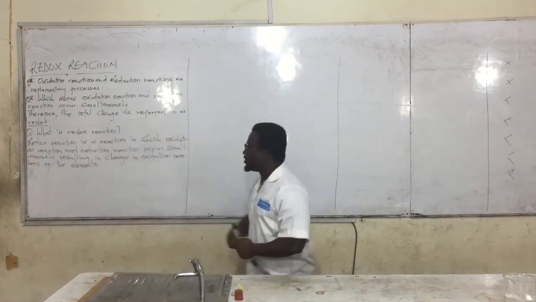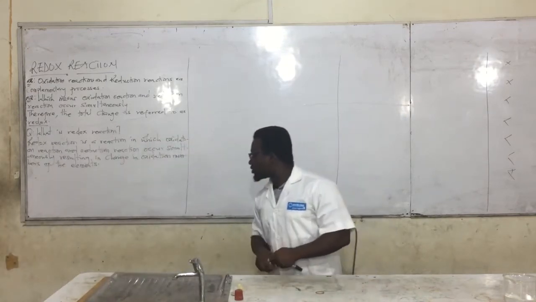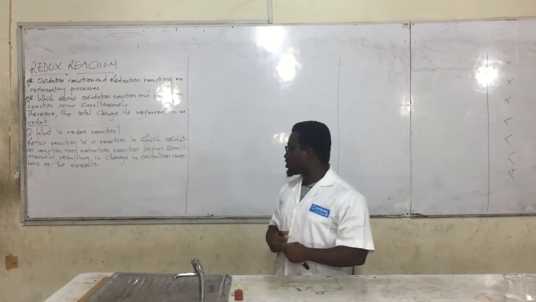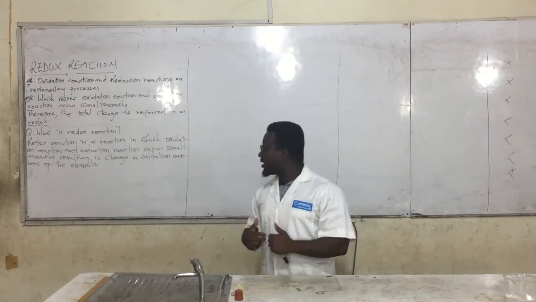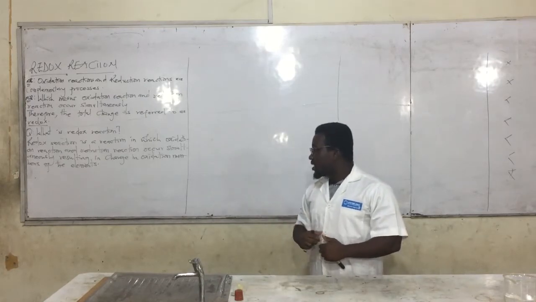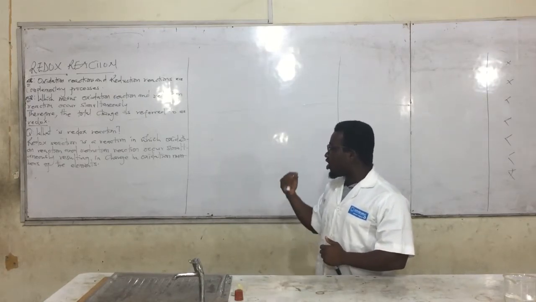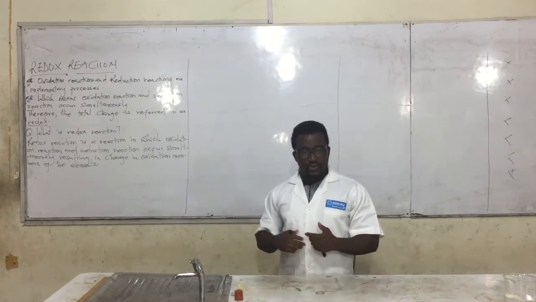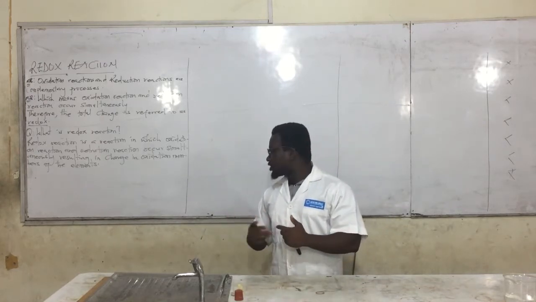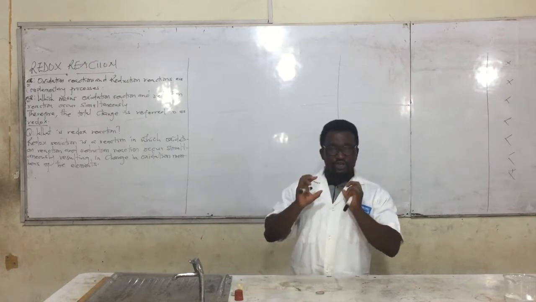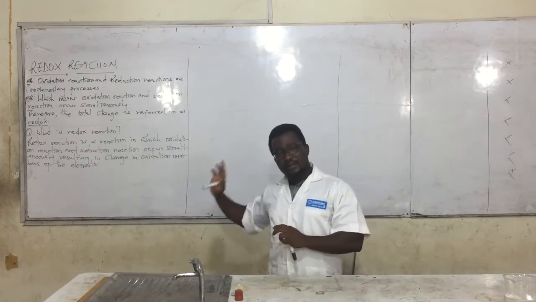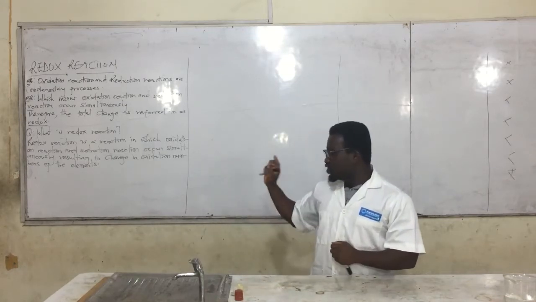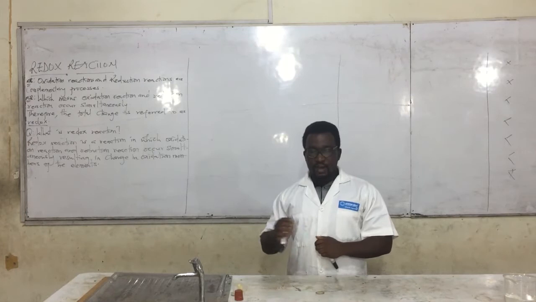So we have our definition on the board. What is redox reaction? Redox reaction is a reaction in which oxidation reaction and then reduction reaction occur simultaneously, resulting in change in oxidation numbers of the elements. So we are going to look at a reaction where oxidation reaction takes place and then reduction reaction takes place, resulting in a certain change in oxidation numbers.